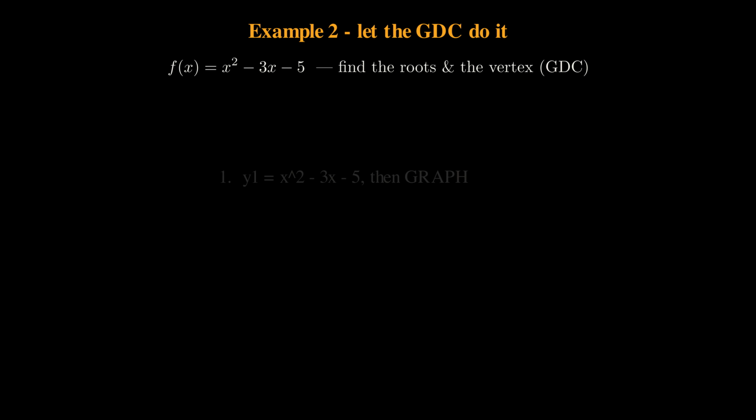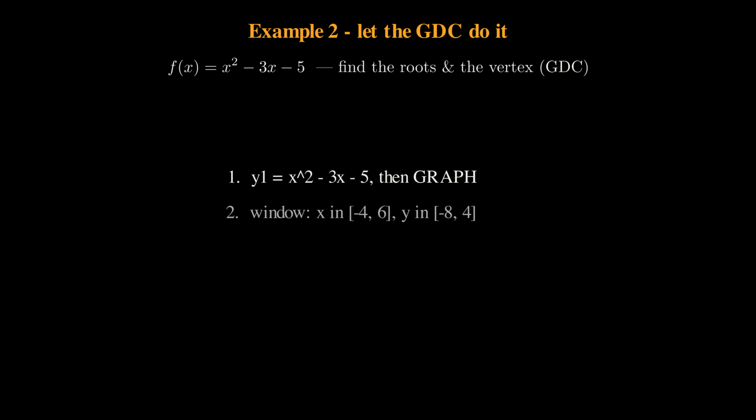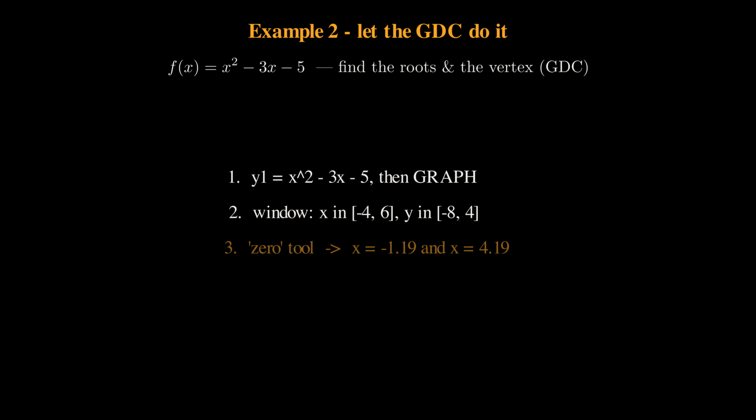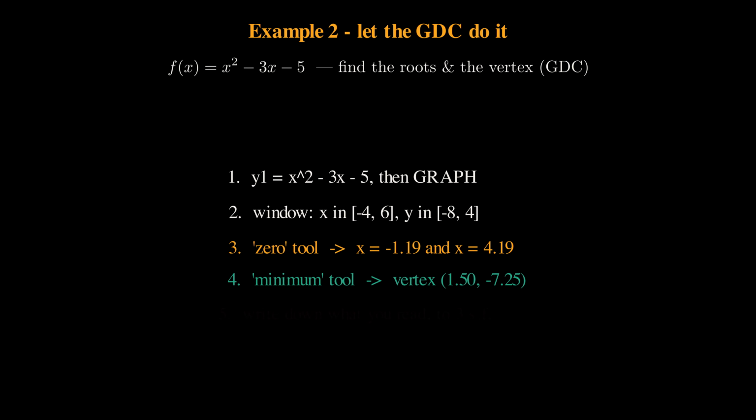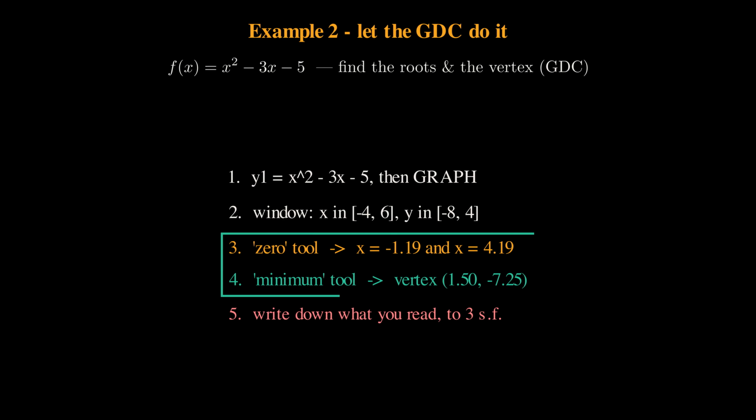Pick a window wide enough to see both roots and the bottom of the curve. X from -4 to 6. Y from -8 to 4. Now use the zero tool twice. It reports x equals -1.19 and x equals 4.19. Then the minimum tool lands on the vertex: 1.5, -7.25. Write each value down to 3 significant figures. That's the paper 2 accuracy rule. And you're done. No algebra, 4 clean features.